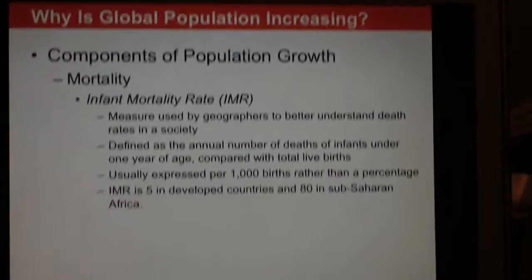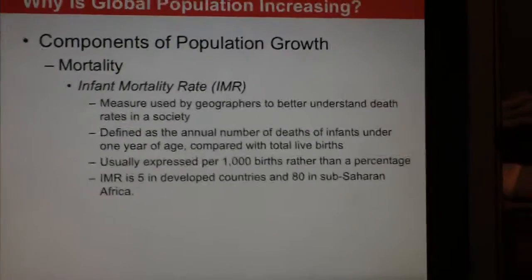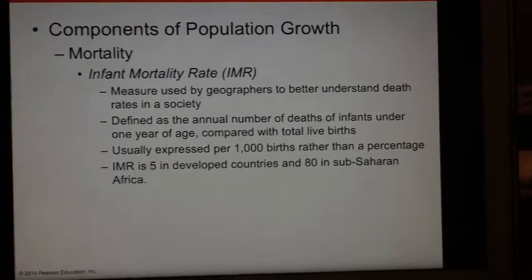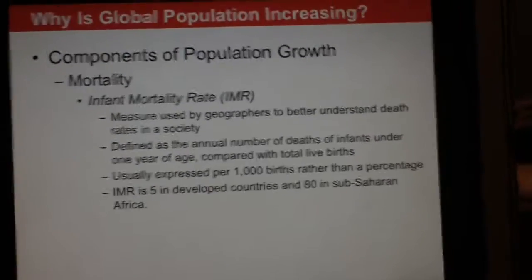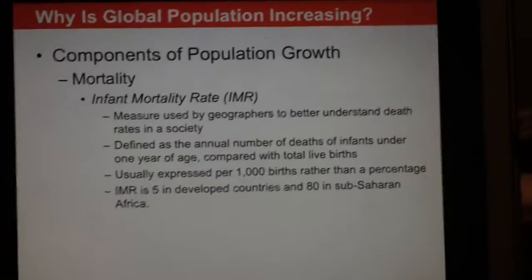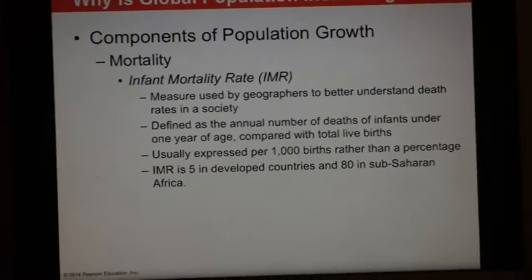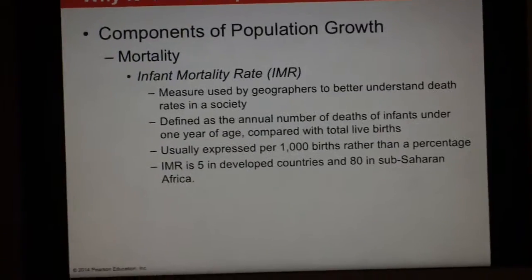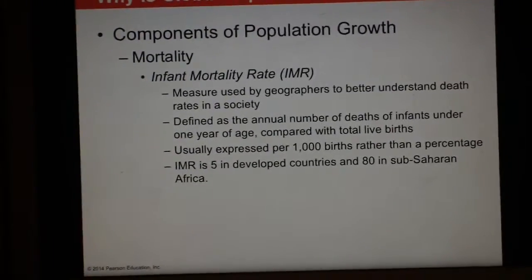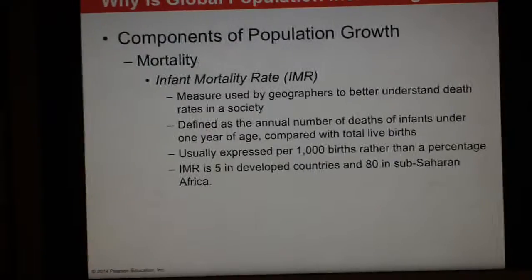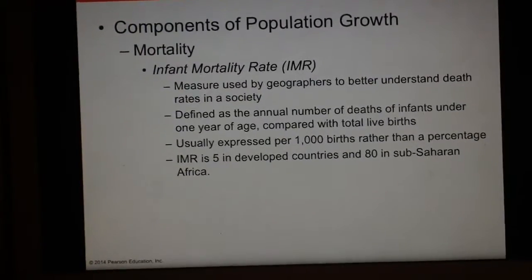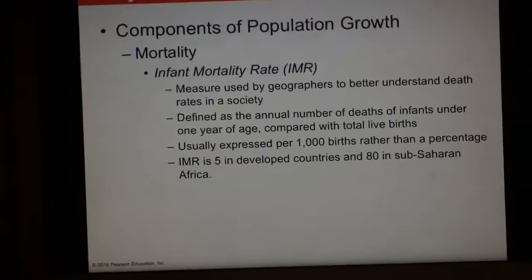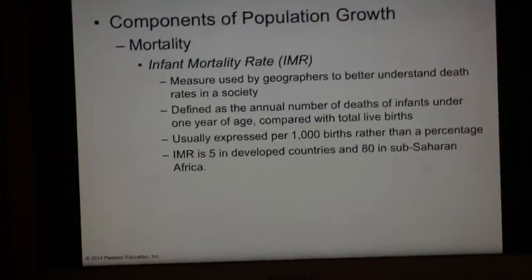Okay, so again, our next component is mortality. And the infant mortality rate is the IMR. This is a measure used by geographers to better understand death rates in a society. This is the annual number of deaths of infants, and infants are qualified as babies under the age of 1 year. And this is compared to total live births. So this is all the babies born, and then those that pass away before 1 year of age.